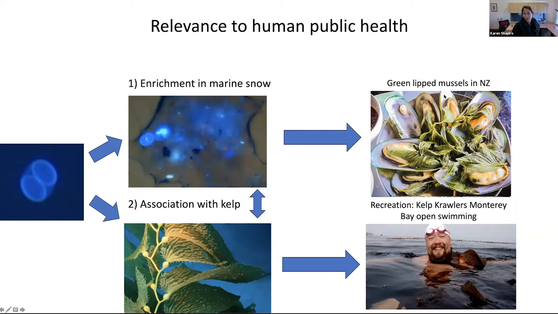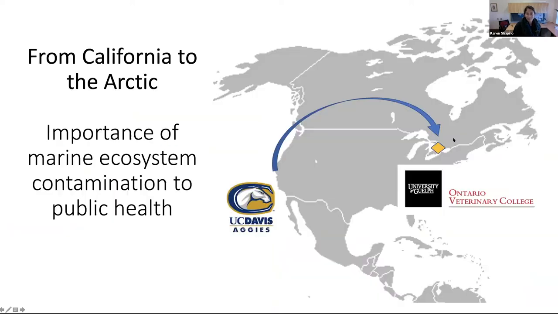I specifically put a picture of mussels in New Zealand because we know that there is an issue in New Zealand with toxoplasma and Hector dolphins. And we were also involved with research there showing a fairly high proportion of these green-lipped mussels from supermarkets that were contaminated with toxoplasma DNA.